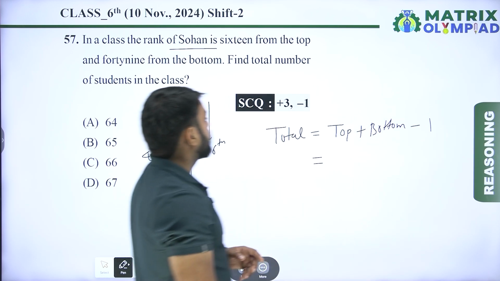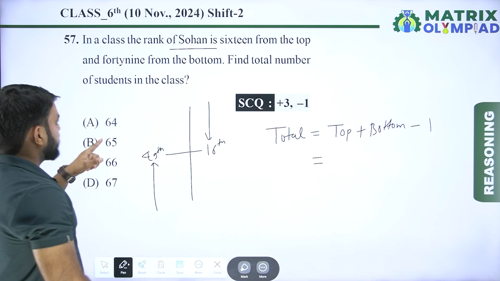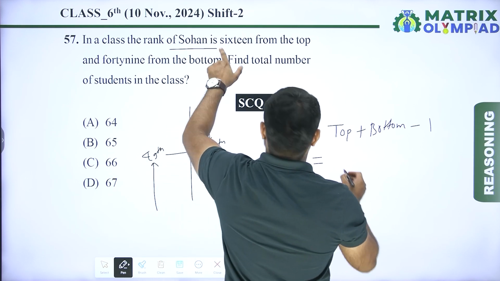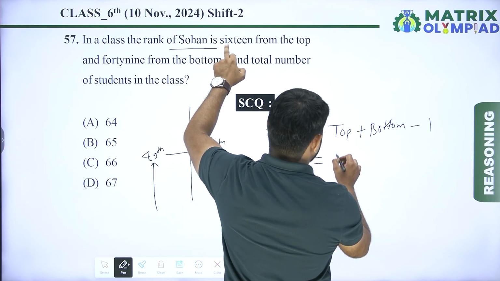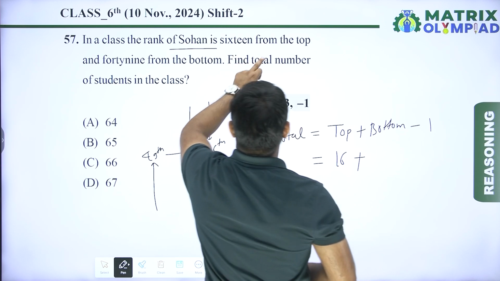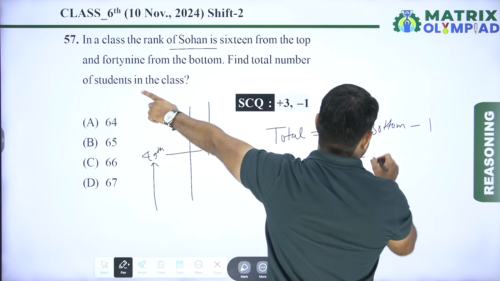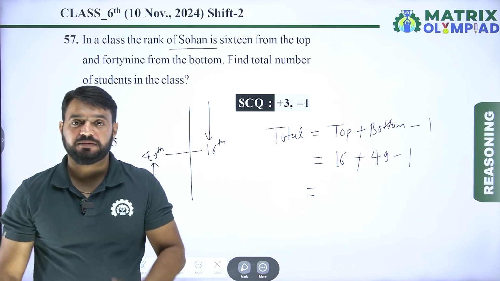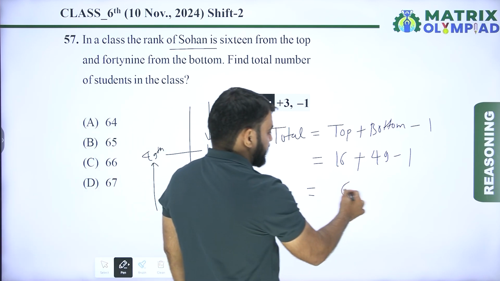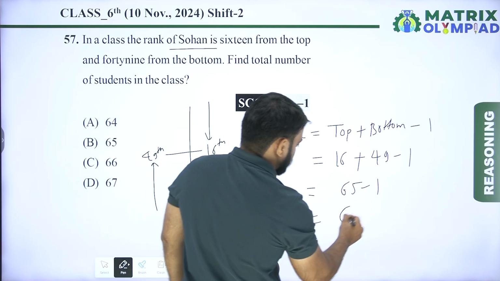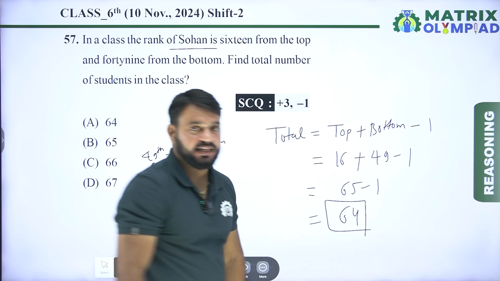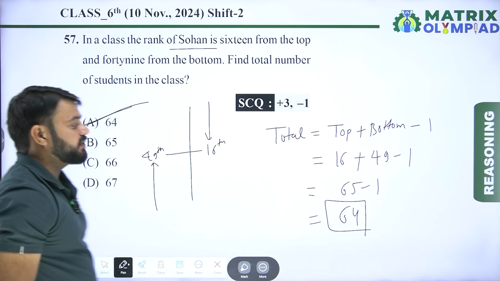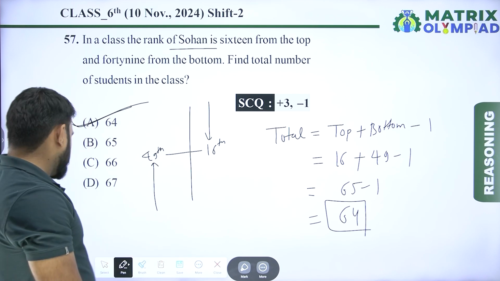So the top position of Sohan is 16, plus the bottom position of Sohan is 49, minus 1. So 16 plus 49 means 65. 65 minus 1 means 64. So there are 64 students in this class. So here option A is the correct answer of this question. Let's move on to the next question.